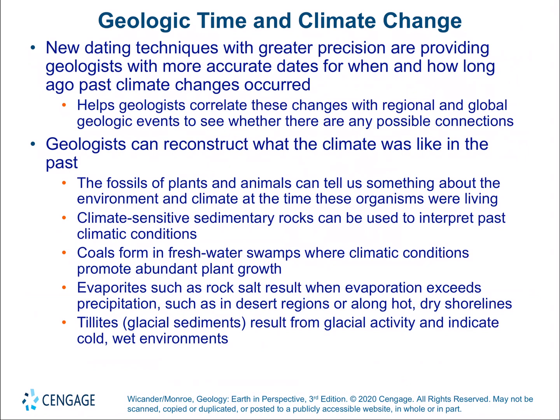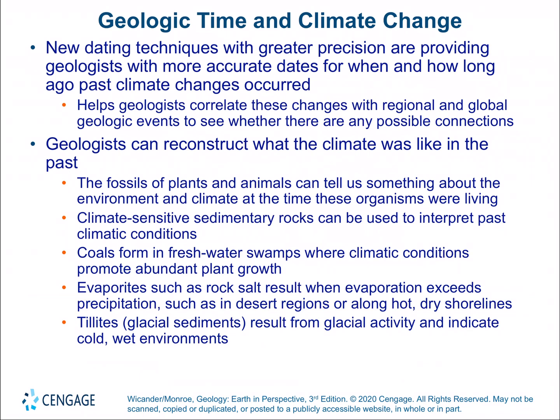Now, our new dating techniques give us greater precision, and so they give the geologists a more accurate date for when and how long ago past climate changes occurred. So they help us correlate these changes with regional and global geologic events, so we can see if there's any connections. So we can reconstruct what climate was like in the past.